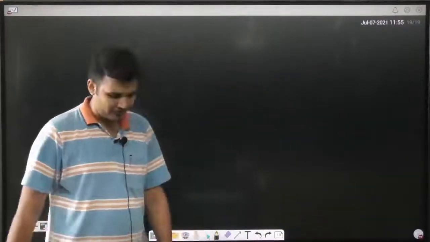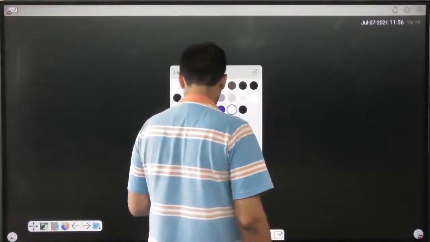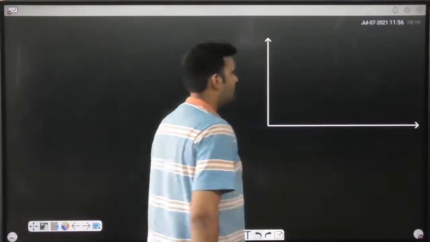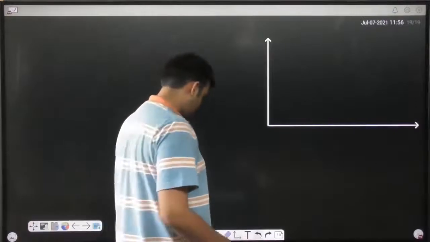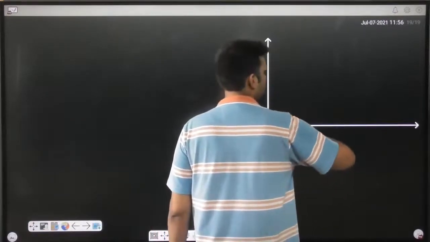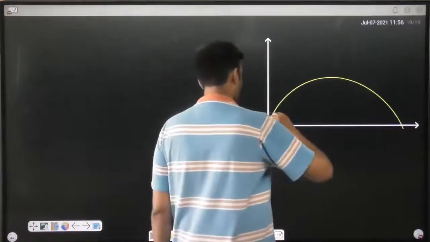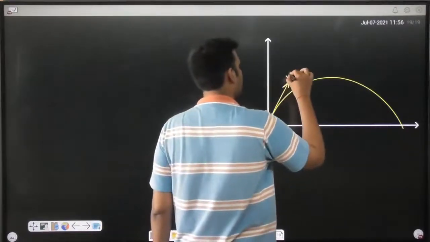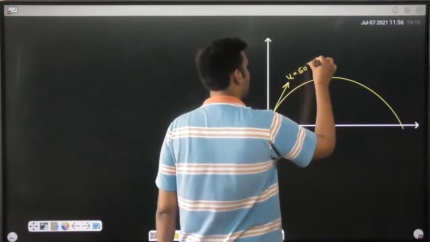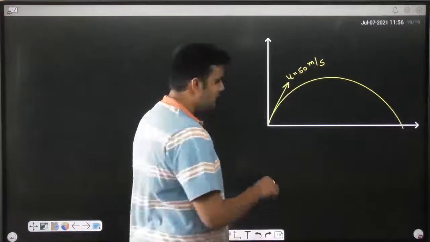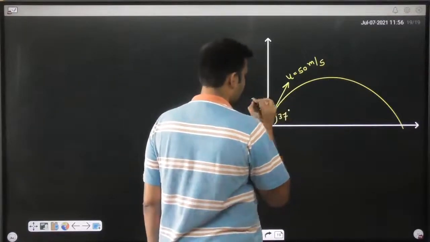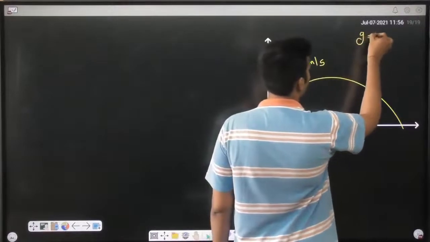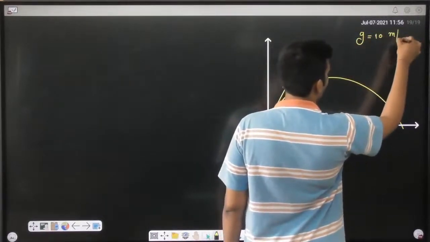Okay, so let's go for the next case. Now see, we have a simple situation. Initial velocity is given, 50 meter per second. Angle of projection is given, 37 degree with horizontal. Okay. Take the value of g to be 10 meter per second square.